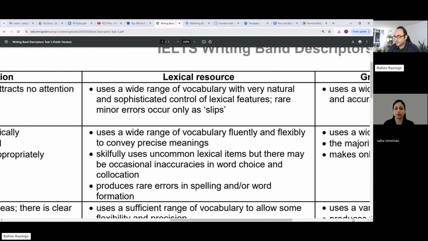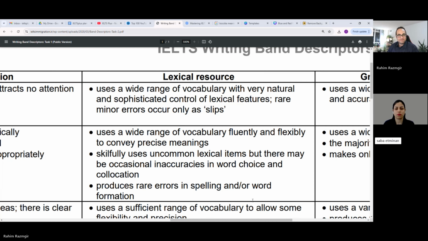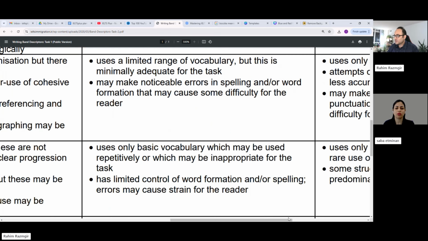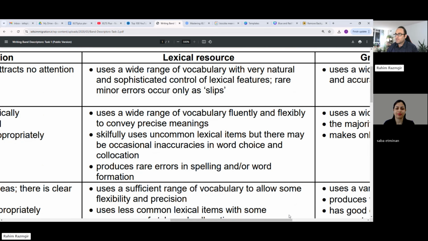Awesome. That's a great point. Anything else? No, that's all from my part. That's interesting. Awesome. So that's it for lexical resource today.